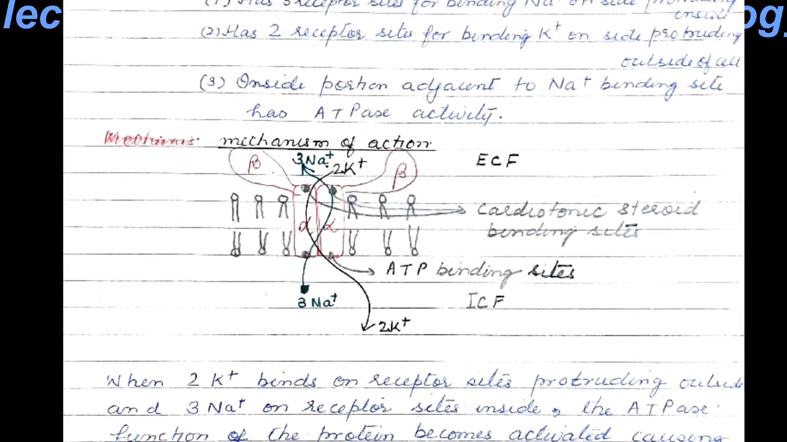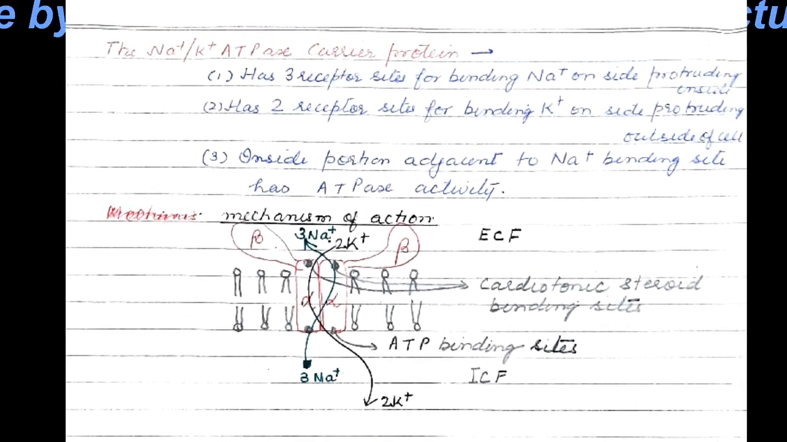Look at the sodium potassium carrier protein, which has 3 receptors. You can see in the slide, inside at the ICF, it carries 3 sodium binding sites where 3 sodium bind and are actively transported outside. And you can see at the ECF that 2 potassium are carried in and transported to the ICF.